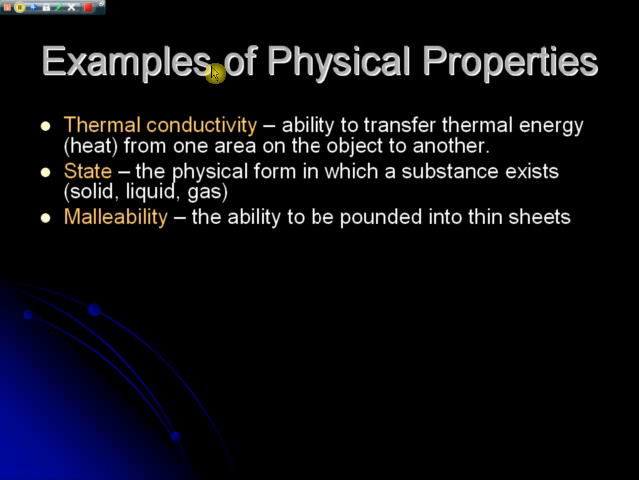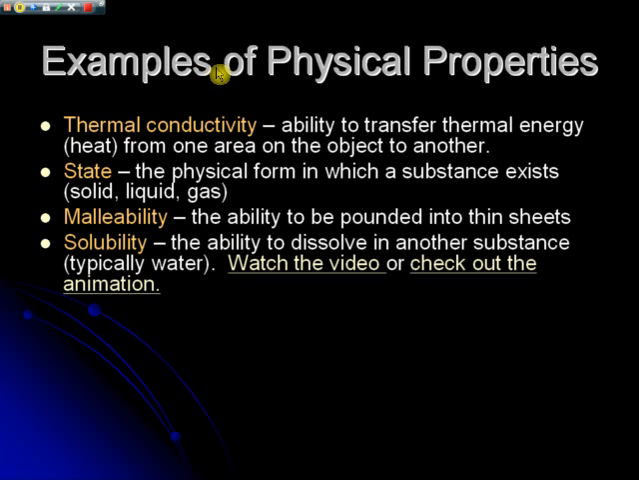Malleability is the ability to be pounded into thin sheets. Aluminum has good malleability, which is why we can take a chunk of aluminum and make thousands of feet of aluminum foil. Solubility is the ability to dissolve in another substance, typically water, and we can check out how solubility occurs.